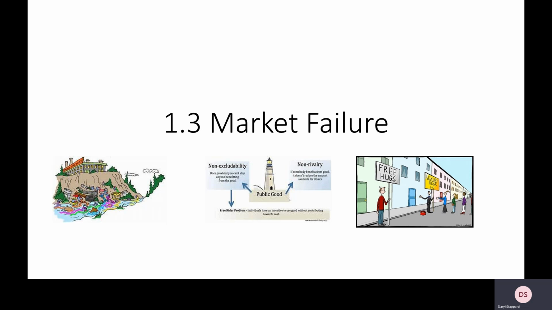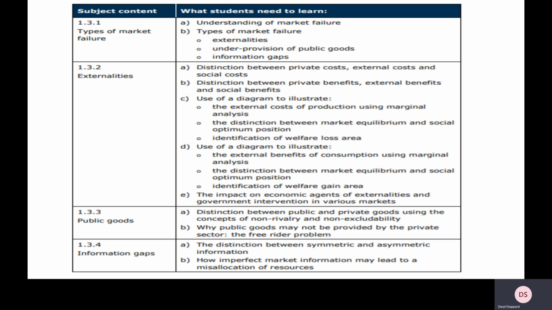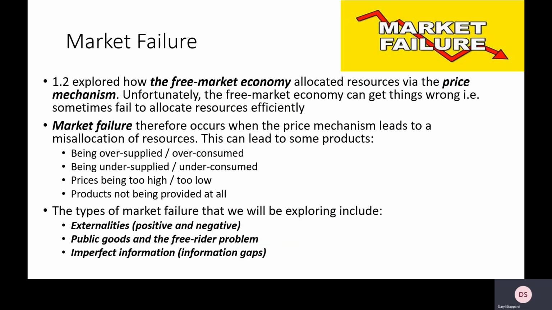This is the first in a series of videos exploring a topic that we call market failure. So this is linked to theme 1.3 of the specification. You can see here 1.3 of the specification. What we're going to be looking at in this topic is market failures, and then we're going to be looking at different types of market failures. These will be something that we call externalities, public goods, and information gaps.